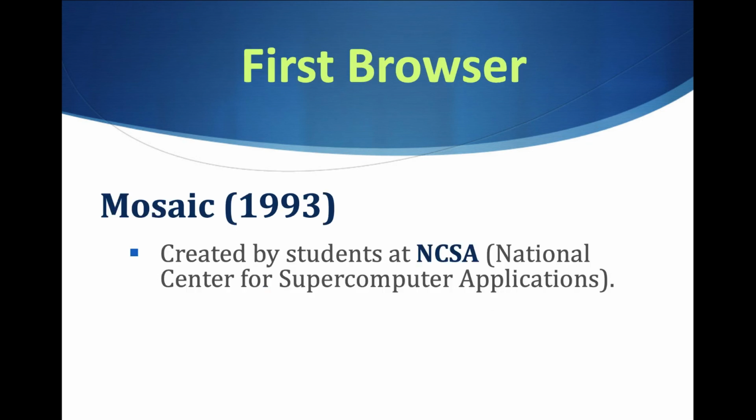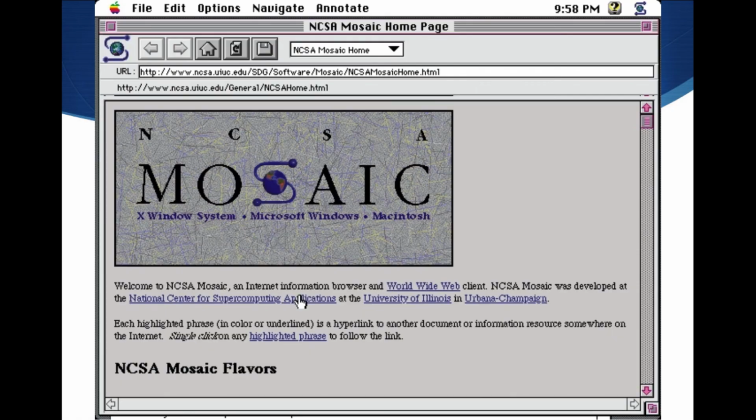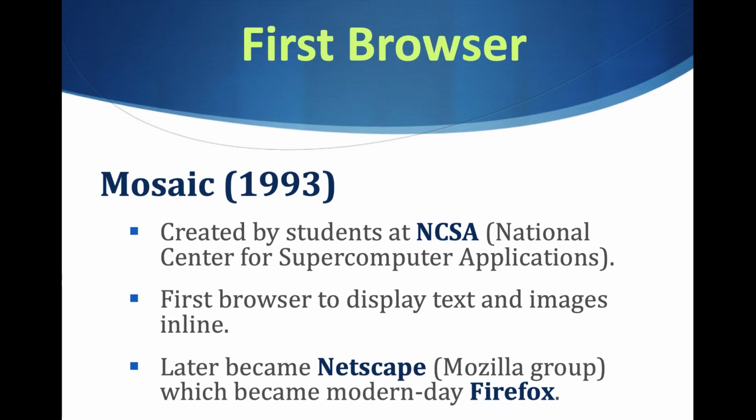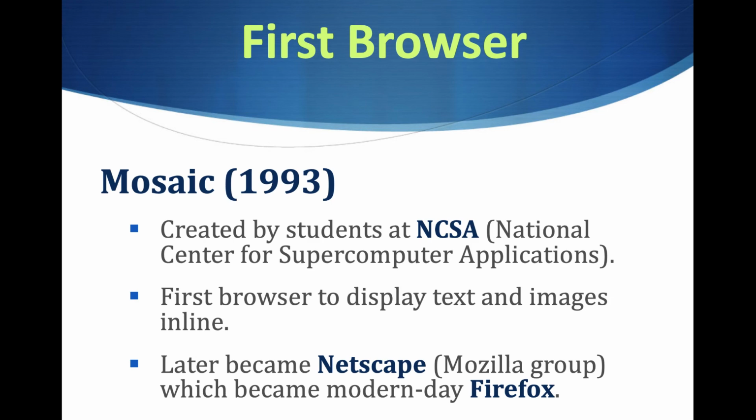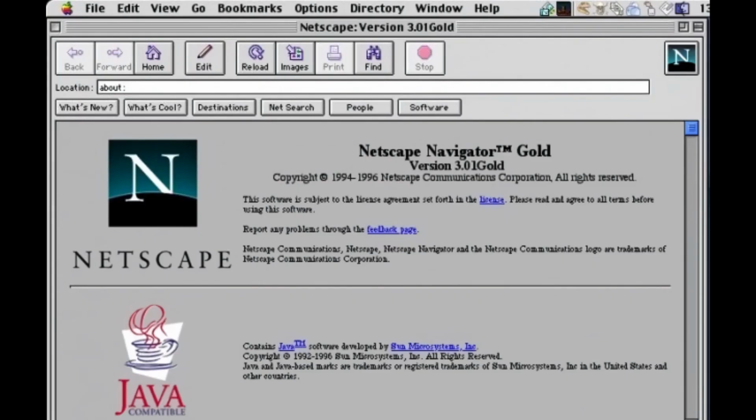The first browser came about in 1993. I did not work on Mosaic. I think I started out with America Online, like a lot of people. That's how they were introduced to the internet. But before that, there was Mosaic, and it was created by students. It was the first one to display text and images, and it's actually kind of a descendant of Netscape. There was something called Netscape Navigator.